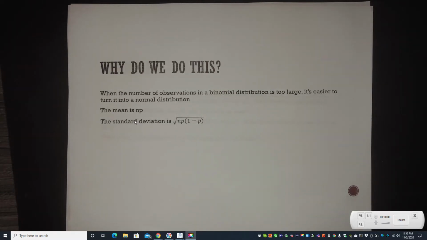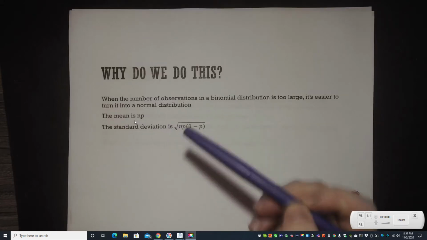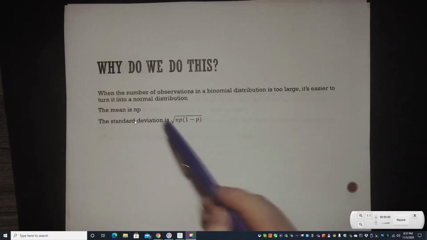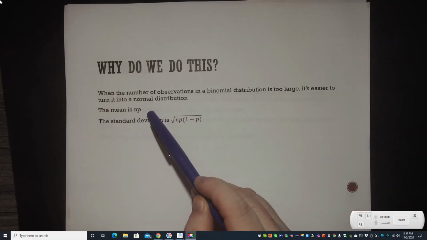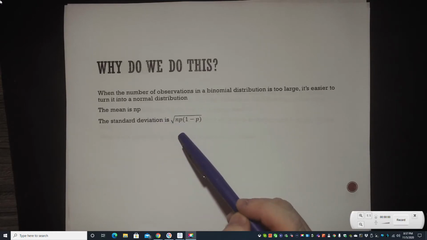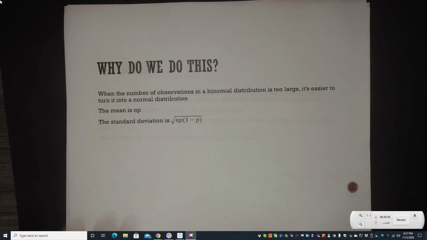This is more for back when we didn't have technology to do bigger numbers for us. But really, when the binomial distribution is too large, it's much easier to turn it into a normal distribution. In order to do this, we need to employ the two formulas we talked about in the last lesson: the mean is n times p, and the standard deviation is the square root of n times p times 1 minus p.